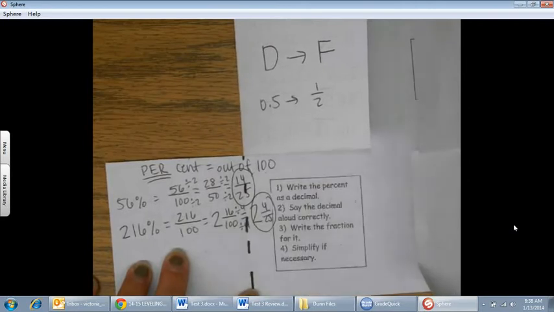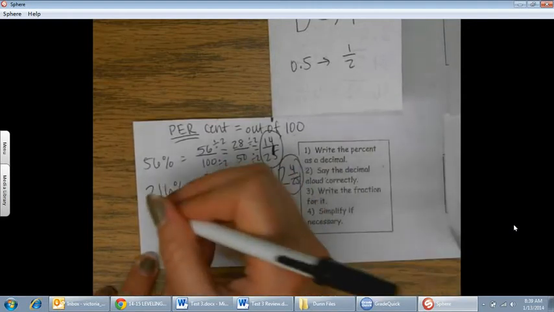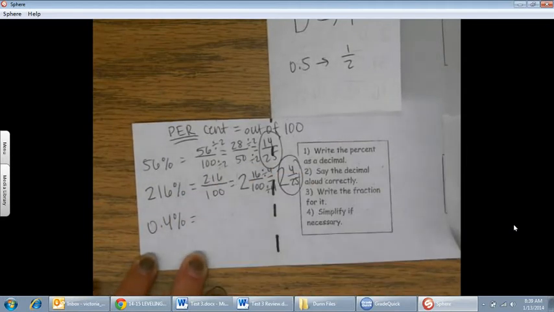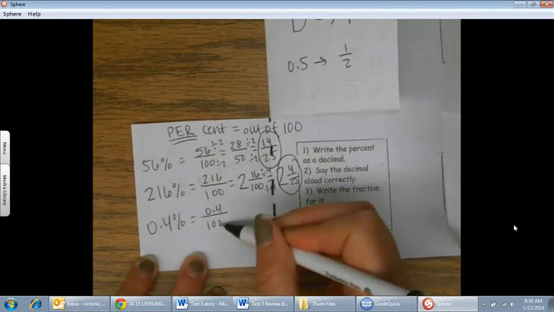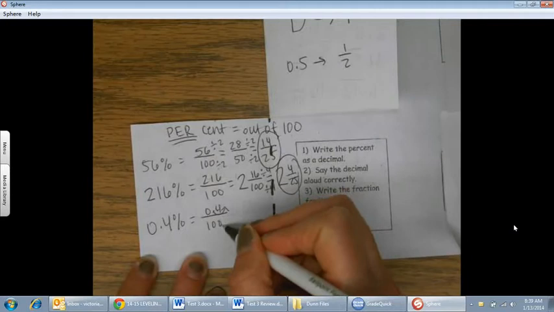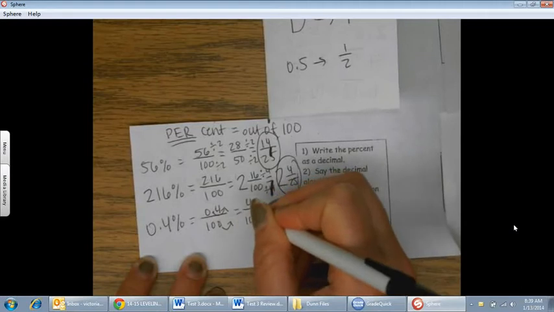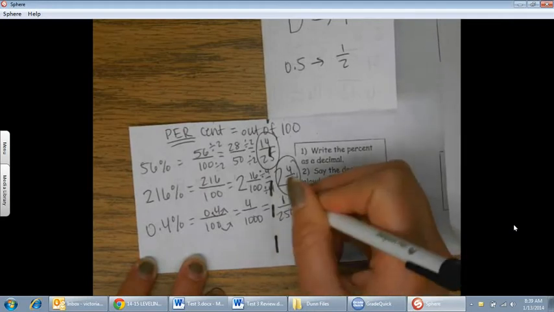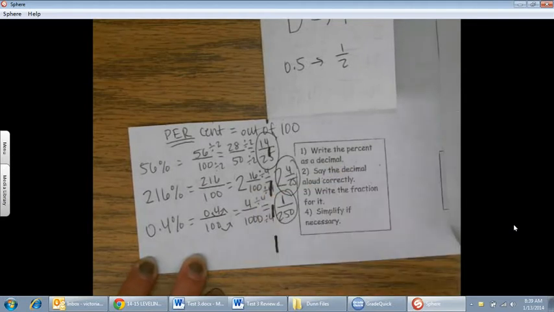And the last one I want to do is 0.4%. All right, so it would be 0.4 out of 100, except you can't have a decimal in a fraction. So I'm just going to move this over one place, but if I do that to the top, I have to do the same to the bottom, which means I'm going to have 4 out of 1,000, which simplifies to 1 out of 250, because I divided each one by 4. Okay? Again, you can do it this way, but then you're having to do 2 steps instead of 1 step.